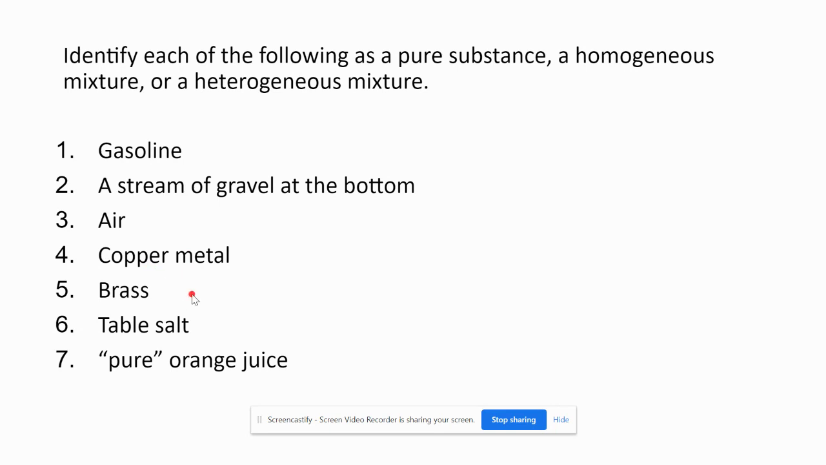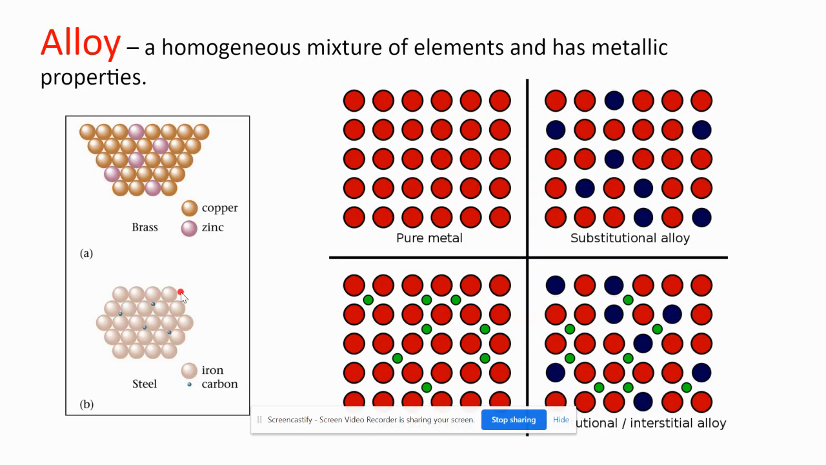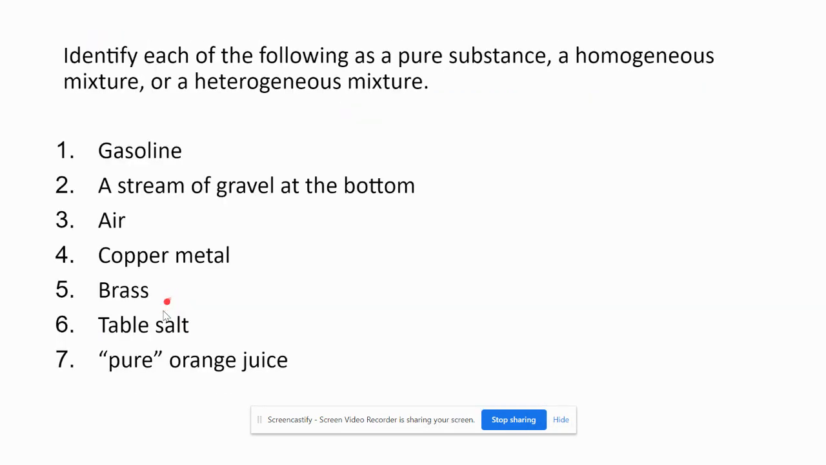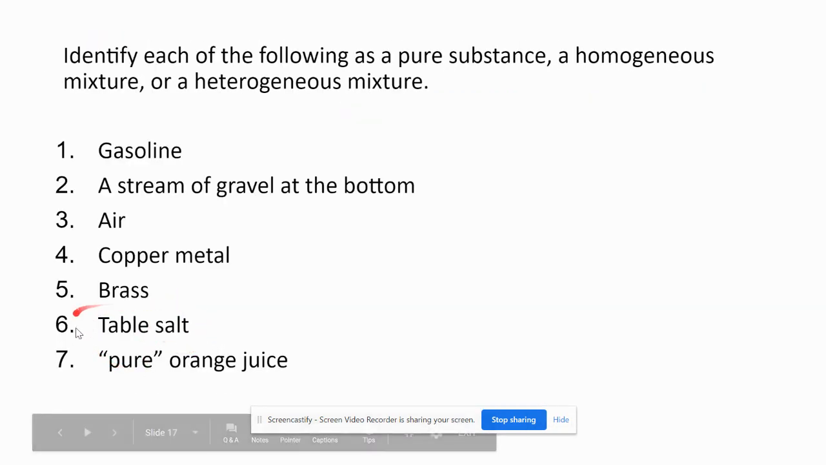Brass is a pure substance. Okay, brass is not a pure substance. Brass is a homogeneous mixture. Okay, I think, yeah, I'm going to cover right here. Sorry about that. Table salt, say NaCl, that is a pure substance. Pure orange juice. Okay, so that is pure orange juice. It is a heterogeneous mixture.